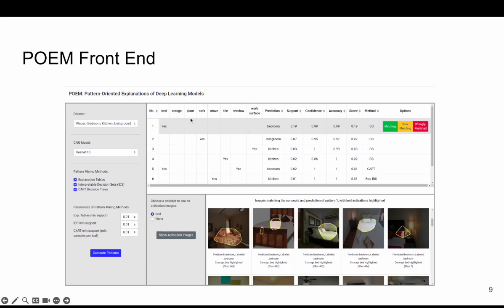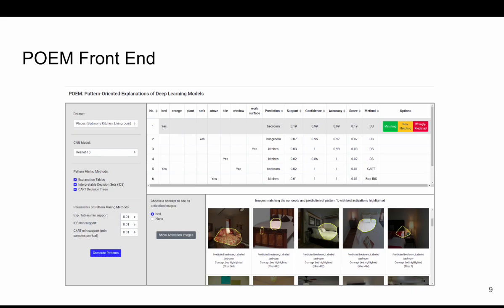The first rule at the top here says if bed equals yes, then the prediction is bedroom. So if bed, then bedroom. The support of this rule is 0.19. This means that 19% of the examples in the target dataset have the concept of the bed and were predicted by the model as a bedroom. The confidence of this rule is 0.99.